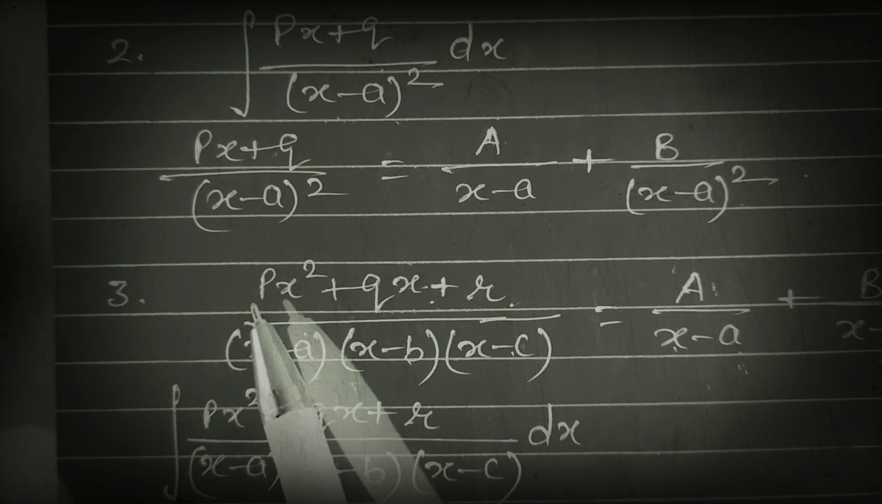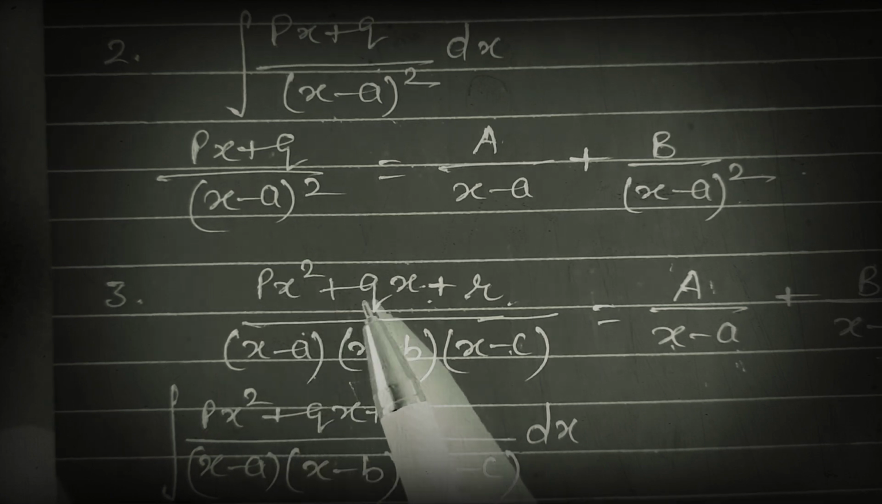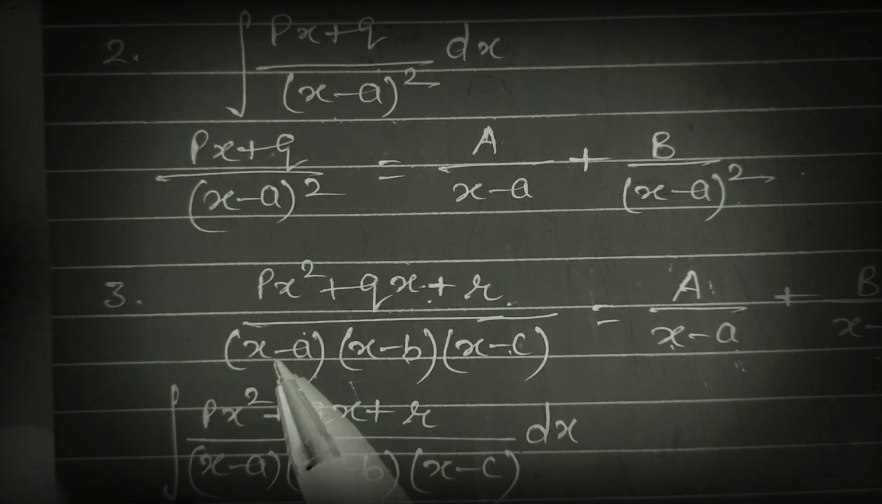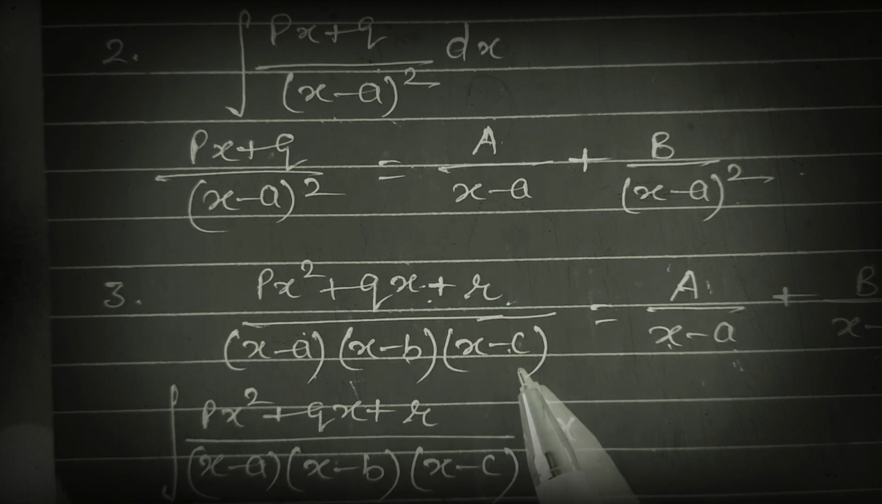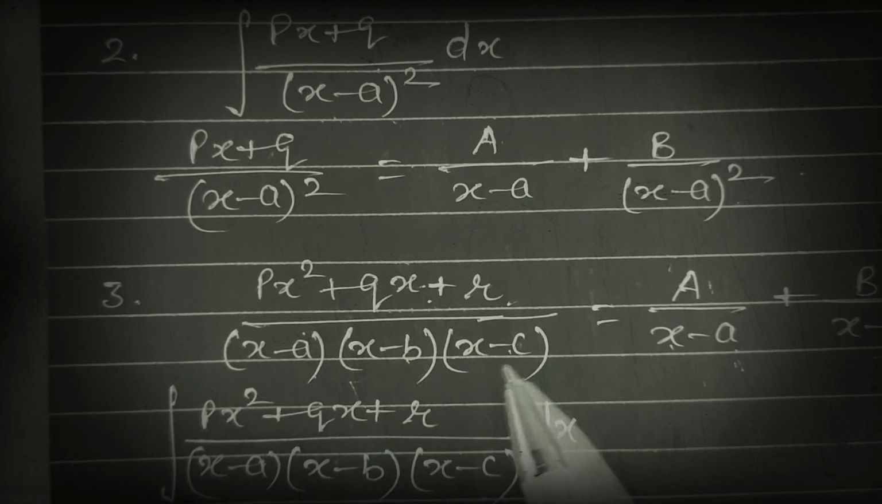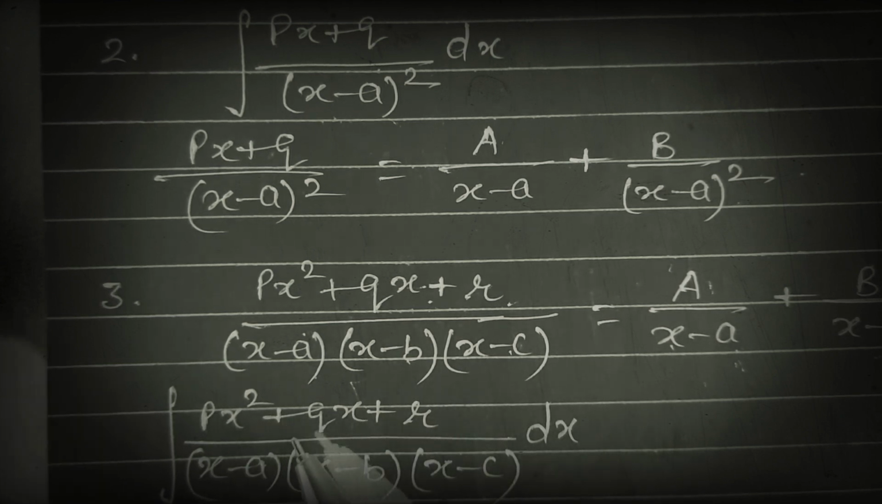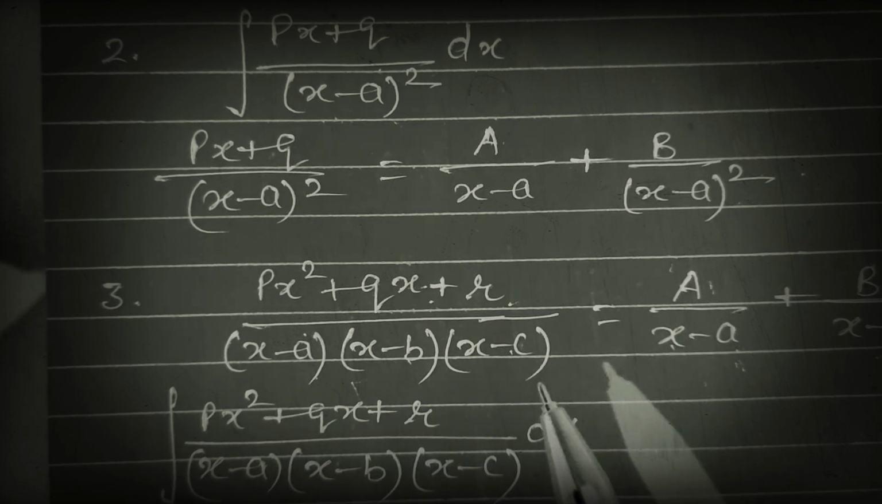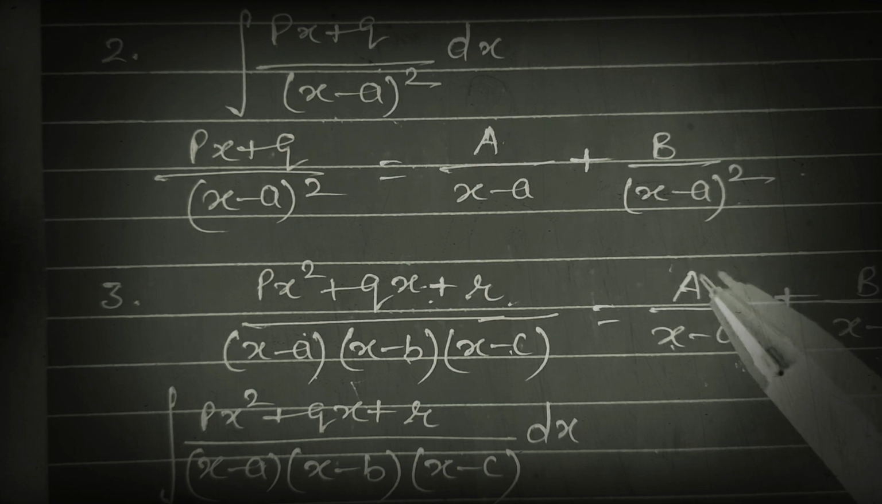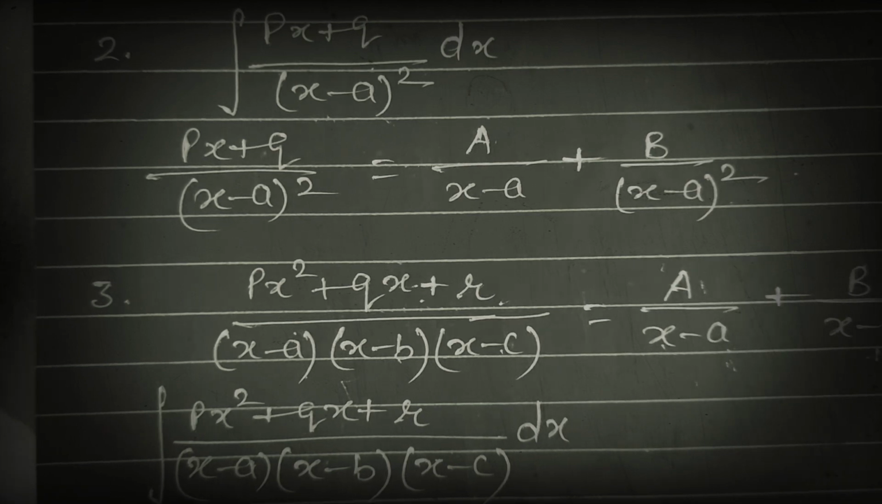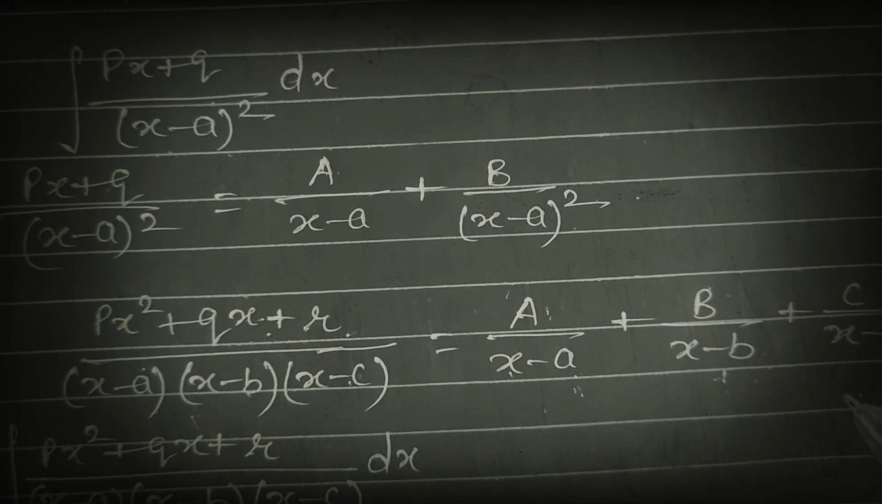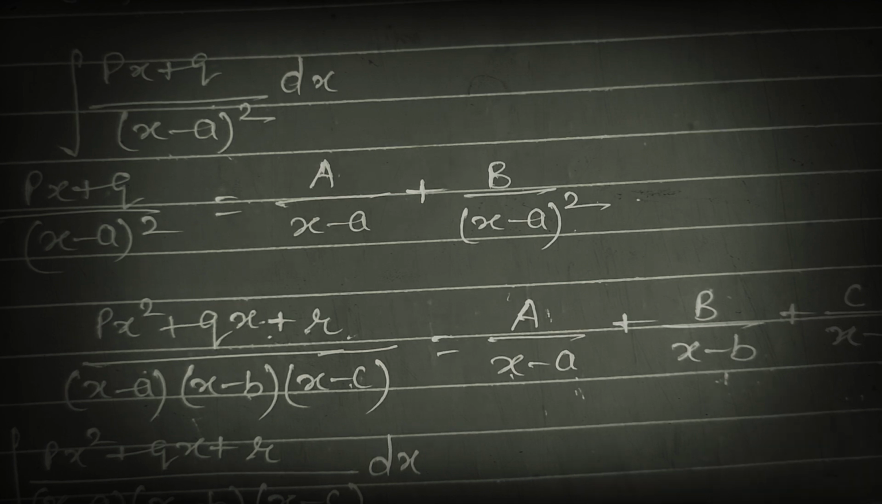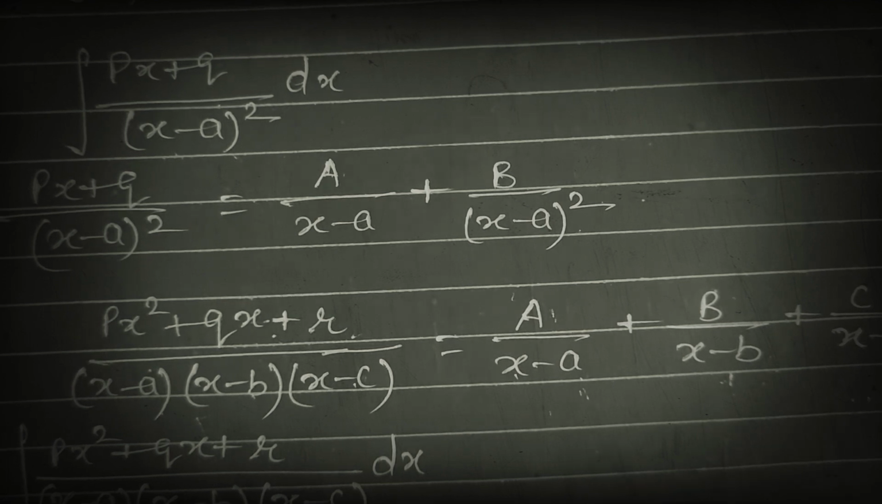Now look at the third type: (px square plus qx plus r) upon (x minus a) into (x minus b) into (x minus c). If three factors are given, or a cubic polynomial is given whose three factors are these, then we can write it separately as A upon (x minus a) plus B upon (x minus b) plus C upon (x minus c).